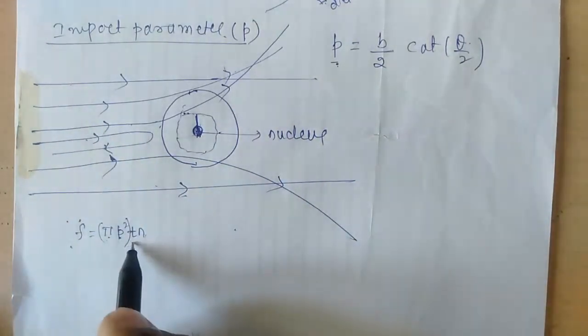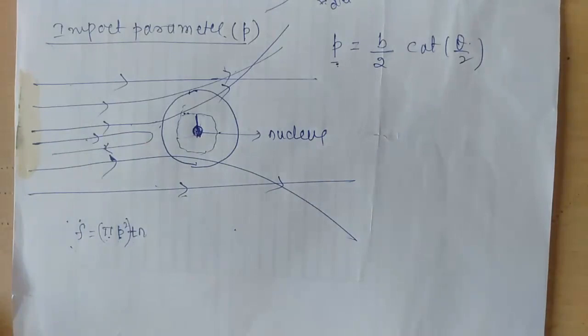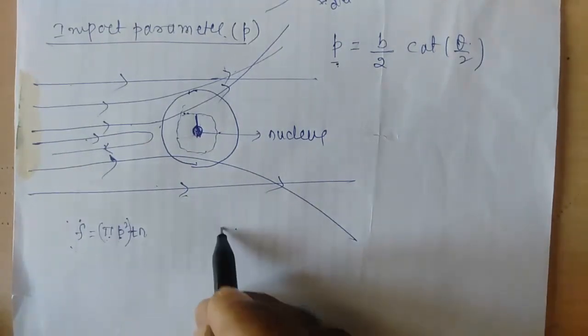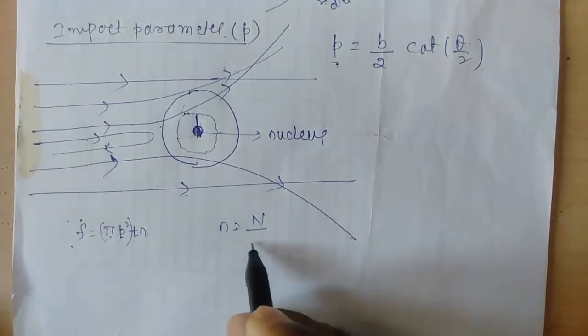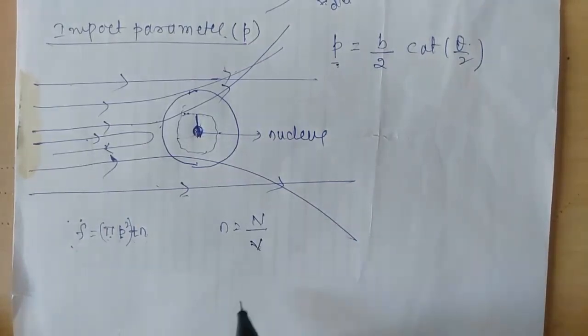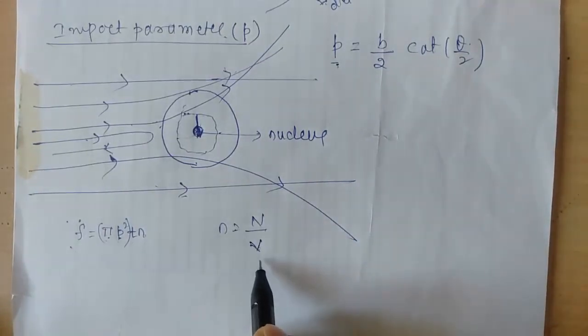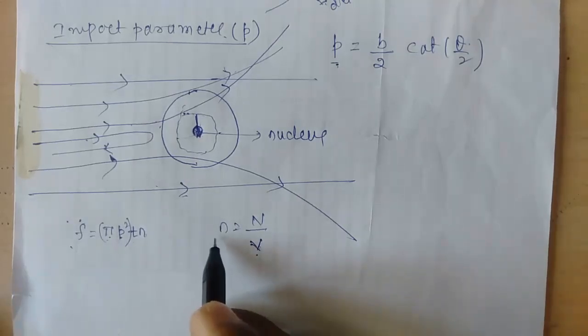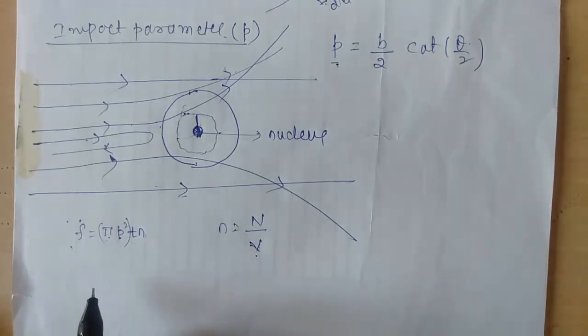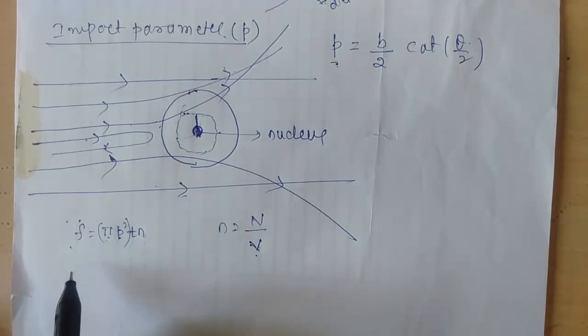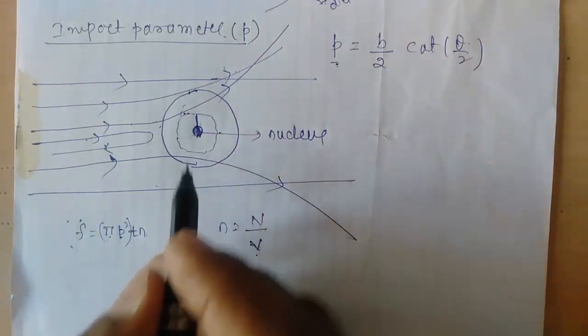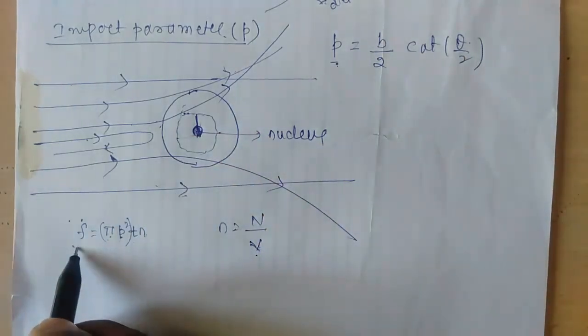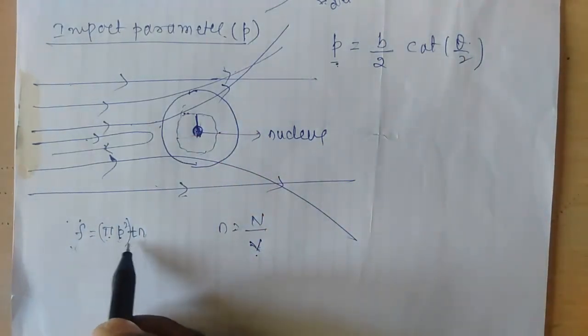And what is T? T is nothing but the thickness of the gold foil, that is the target. And what does N give? N gives the number of atoms or nuclei present in the target per unit volume. So what is the probability of the deflection of the alpha particles within this area, pi into P square? That can be written as F is equal to pi into P square into T into N.